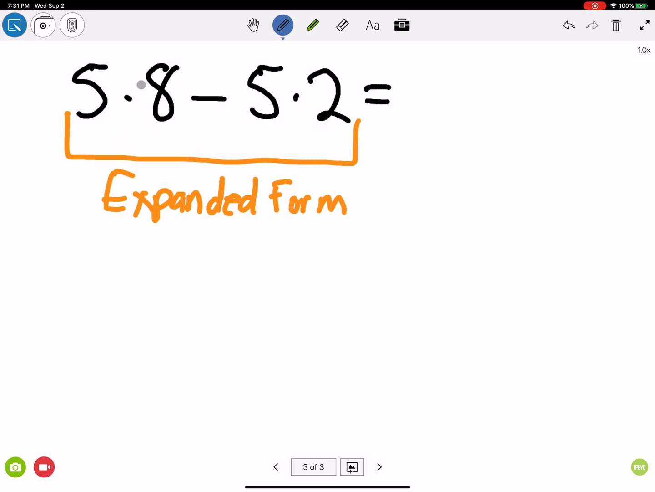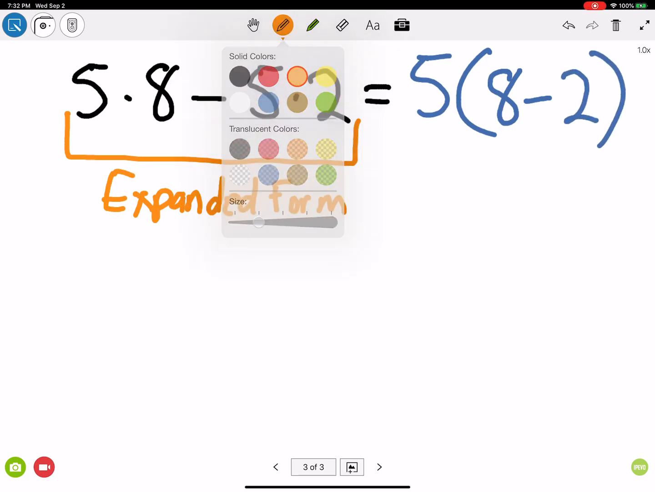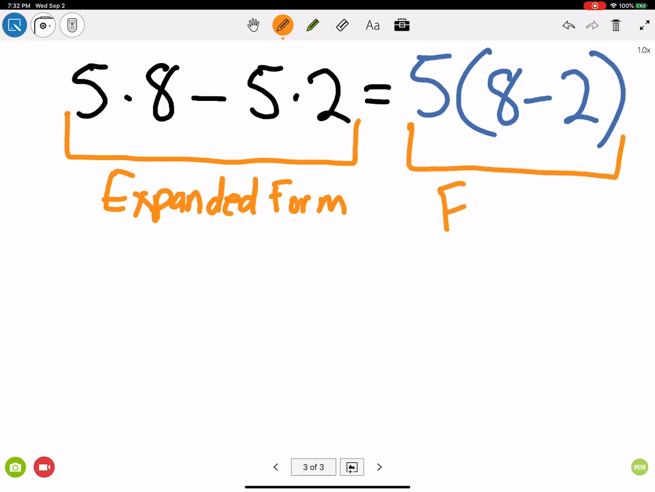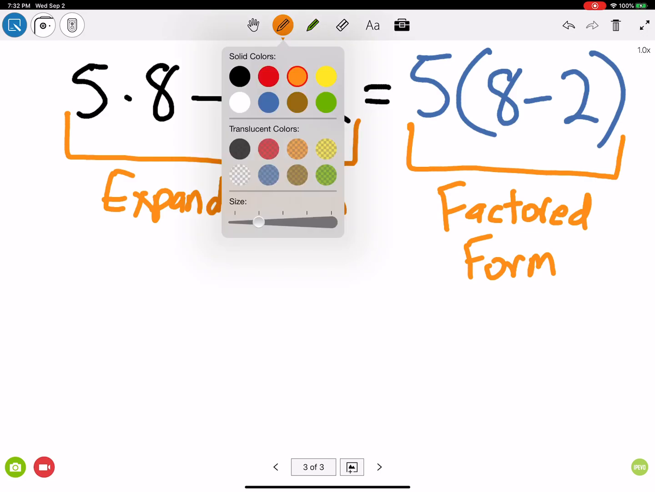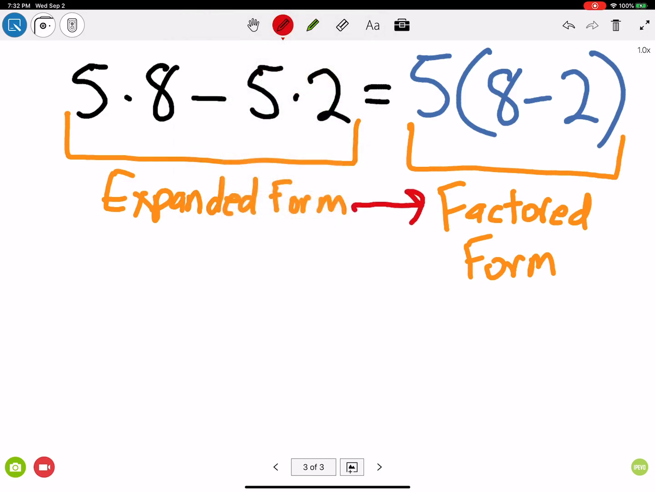What was distributed inside of parentheses? Good. They both have a 5. So the 5 is the number on the outside of parentheses. And then the 8 is inside. There's a subtraction symbol and then a 2. So now we're in factored form. Okay, so now we did the exact opposite. We went from expanded to factored.